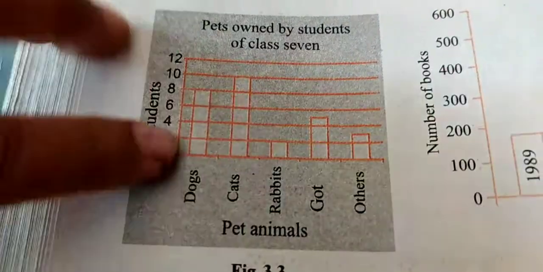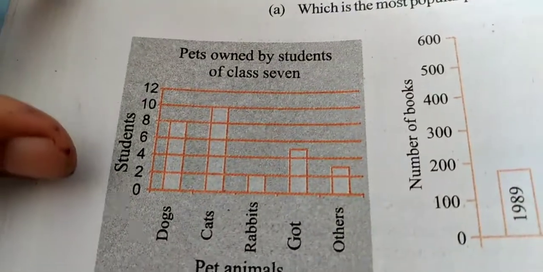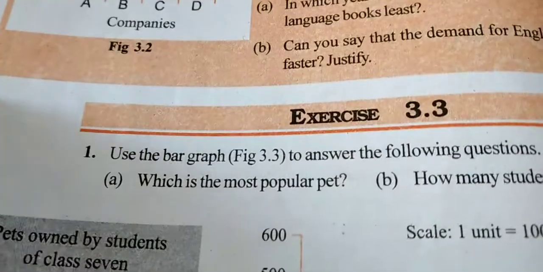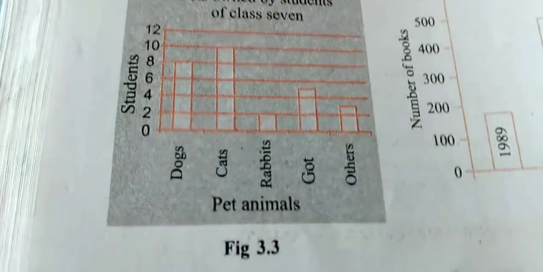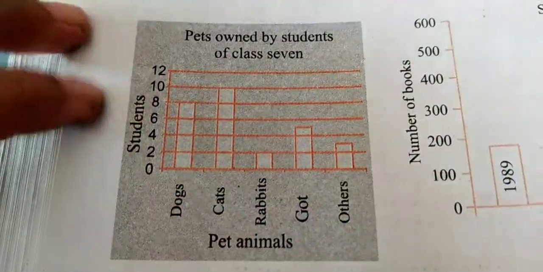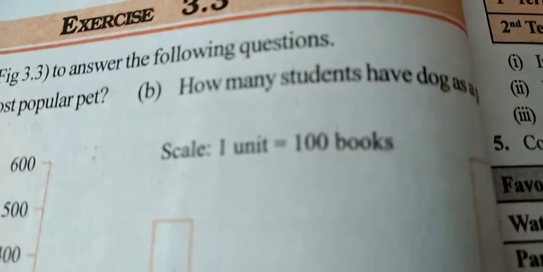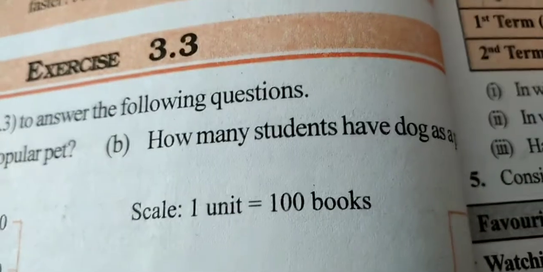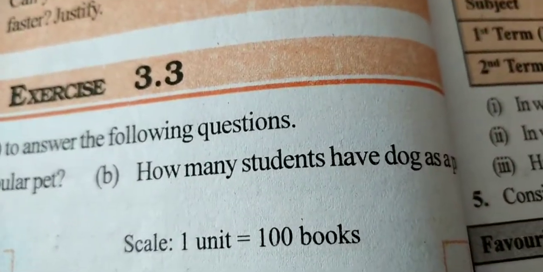From the graph you can see the tallest bar is cat. So cat is the most popular pet. How many students have dog as a pet? Let's see dogs, and you can see 8 students. So the answer of the B question is 8 students have dog as a pet. The first answer is cats and the second is 8 students.